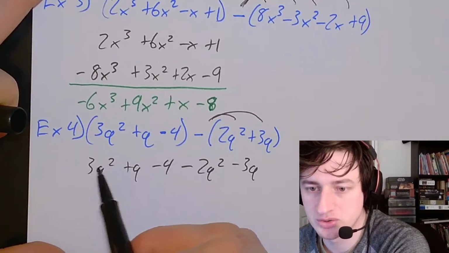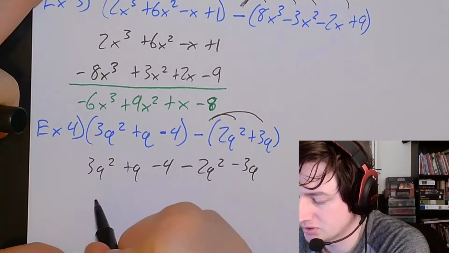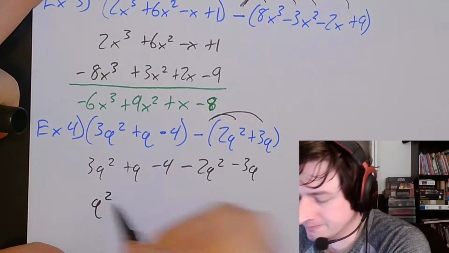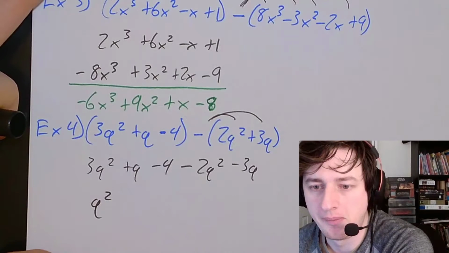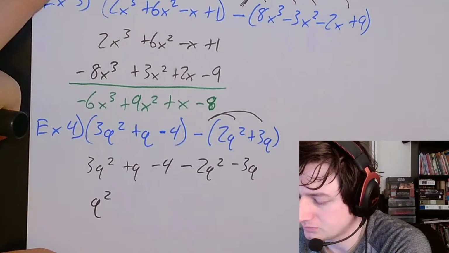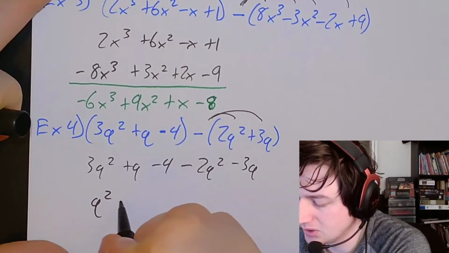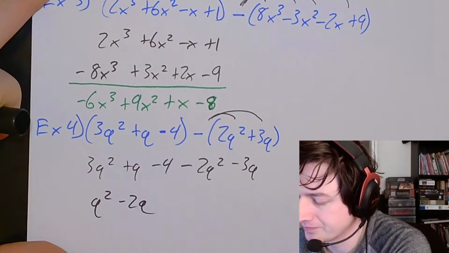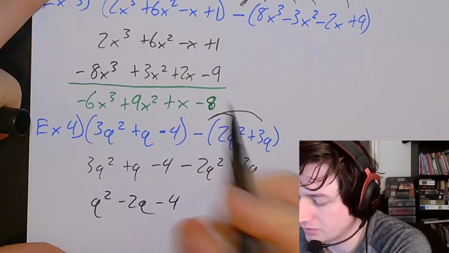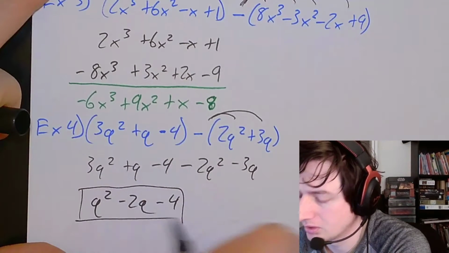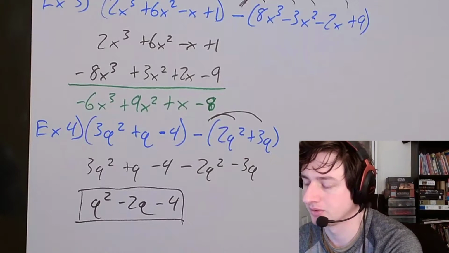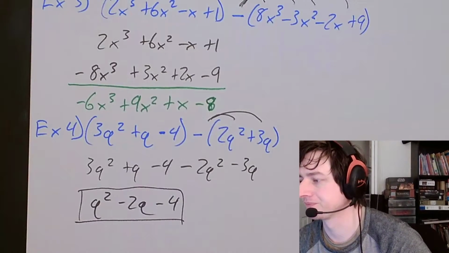So 3q squared minus a 2q squared gives us a single q squared. A single q minus 3q is going to be a minus 2q. And then we're just left with the minus 4. And so this would be our combined simplified polynomial expression.